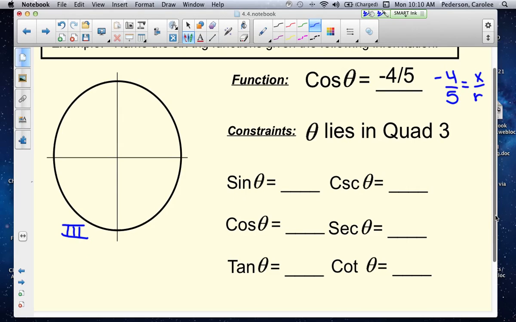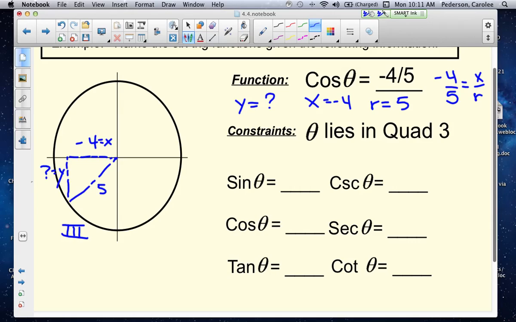Do I know the y value? So I know x is -4. I know r is 5. And do I know y? Not yet. How do I find the y? Pythagorean theorem again. So I know I have to go in a negative direction 4 units. And then I have 5 units this way. And then I have some unknown y value. Will my y value be positive or negative? Has to be a negative in that quadrant.